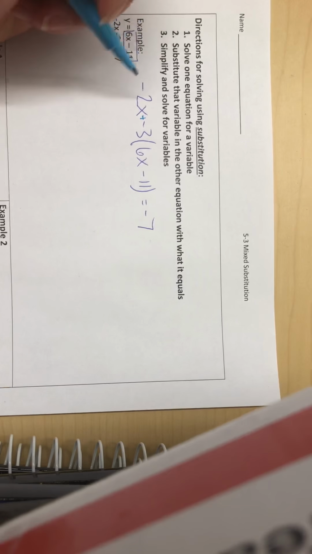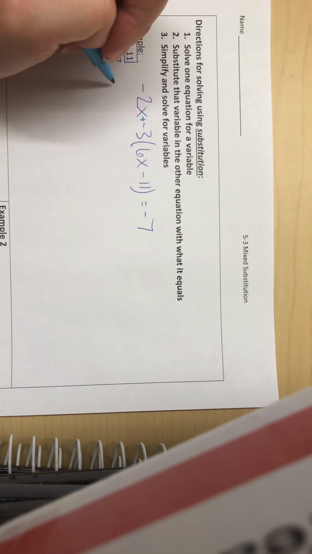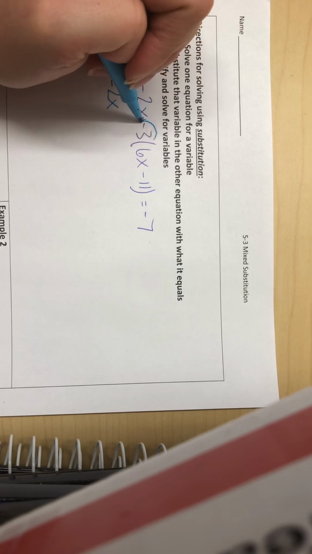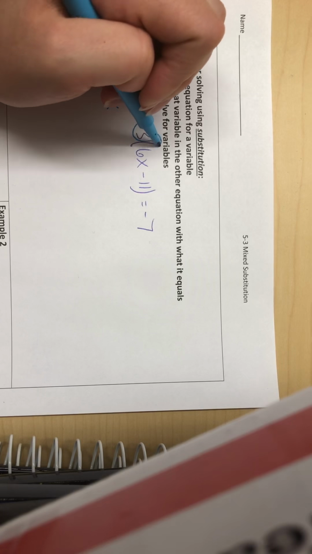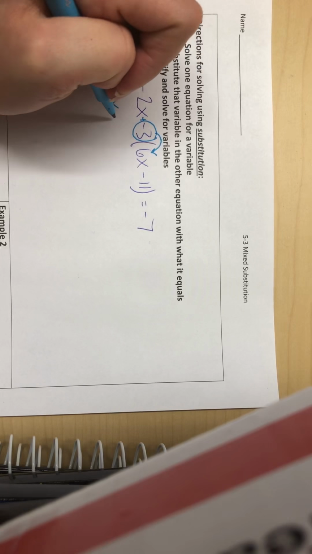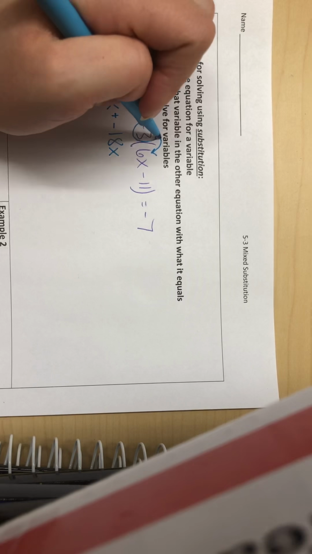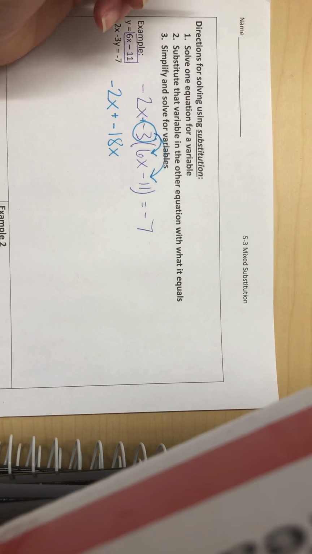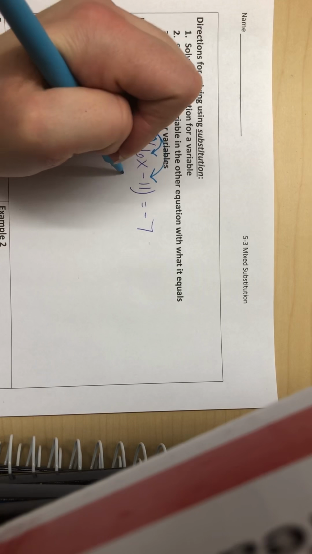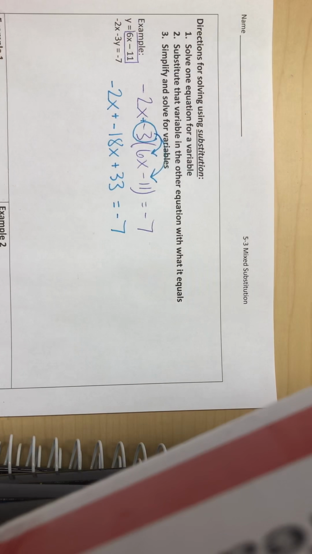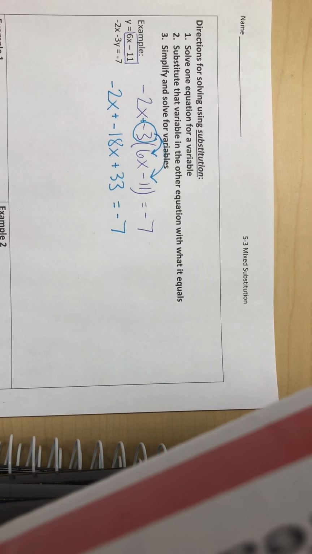So going through this now, I have negative 2x, I'm just going to bring that down, and then I have to distribute this negative 3 through. So negative 3 times 6x is, here's that plus, negative 18x, and then negative 3 times negative 11 is going to be positive 33, and then I'm going to bring that equals down, negative 7 here. So now I have distributed through, and now I'm just going to continue to simplify.